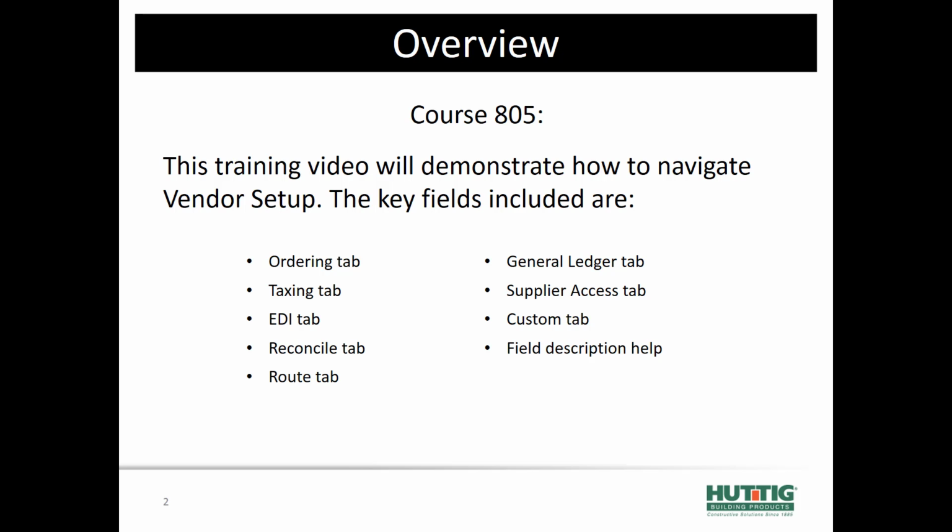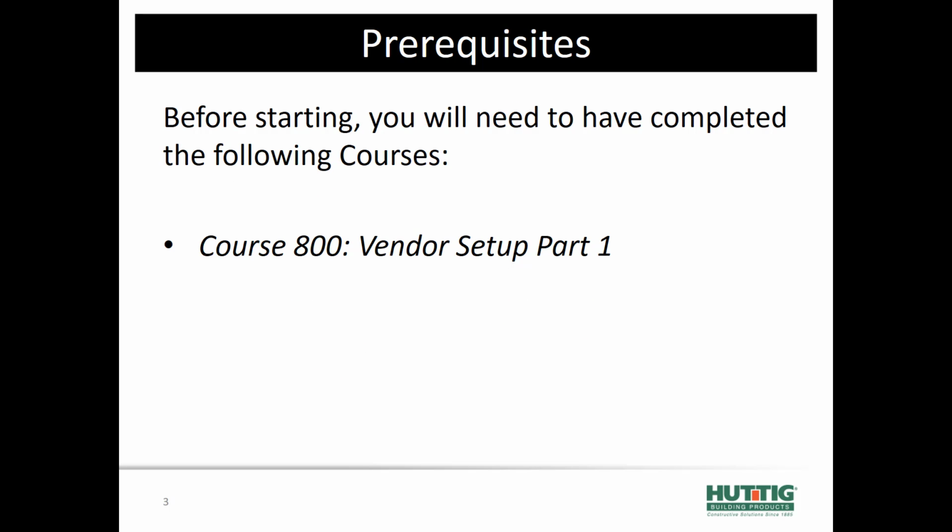This training video will demonstrate how to navigate vendor setup. The key fields included are Ordering tab, Taxing tab, EDI tab, Reconcile tab, Route tab, General Ledger tab, Supplier Access tab, Custom tab, and Field Description Help. Before starting, you will need to have completed the following courses.